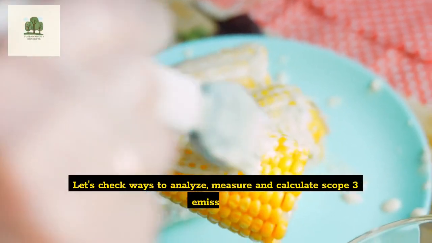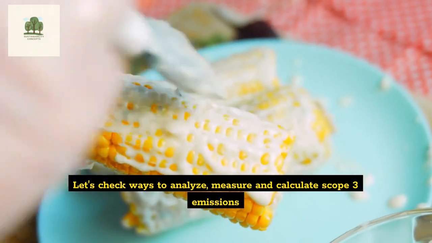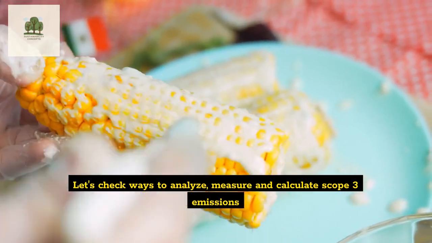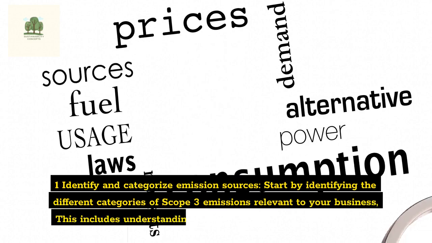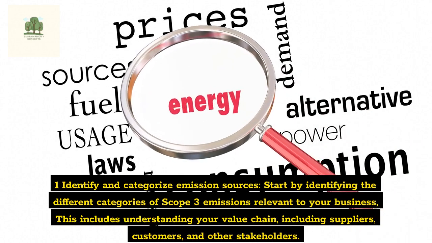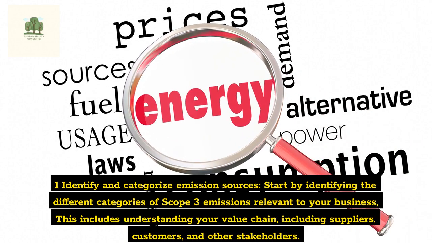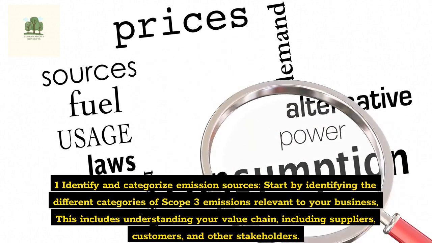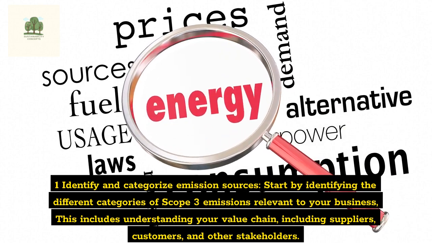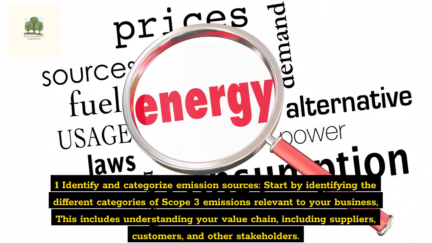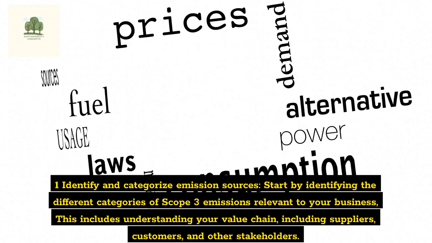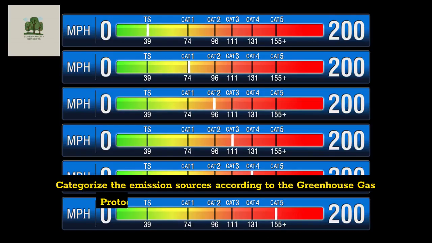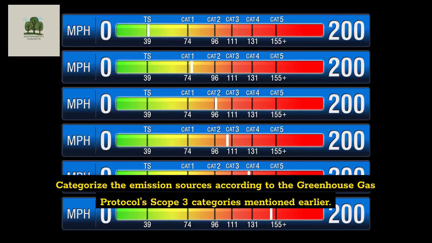Let's check ways to analyze, measure and calculate Scope 3 emissions. 1. Identify and categorize emission sources. Start by identifying the different categories of Scope 3 emissions relevant to your business. This includes understanding your value chain, including suppliers, customers, and other stakeholders. Categorize the emission sources according to the Greenhouse Gas Protocol's Scope 3 categories mentioned earlier.